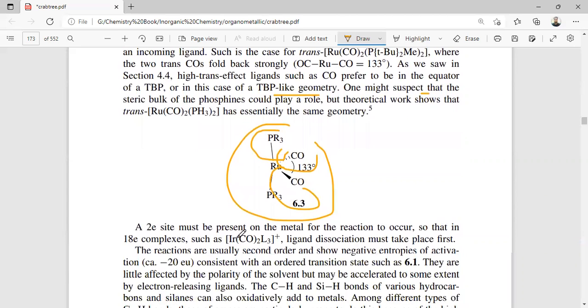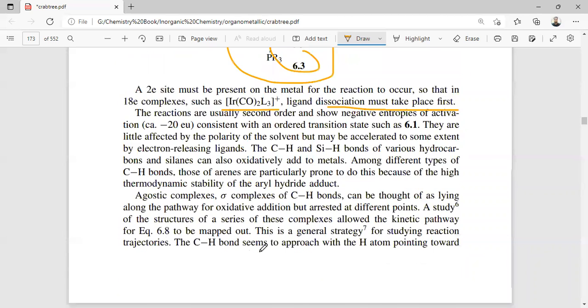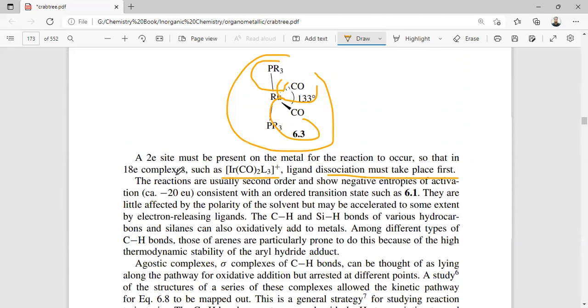A 2 electron site must be present on the metal for the reaction to occur. So in an 18 electron complex, ligand dissociation must take place first. That means for oxidative addition, a vacant 2 electron site must be present, and for an 18-electron complex, ligand dissociation must occur for the reaction to proceed. The reactions are usually second order with negative entropies of activation, consistent with an ordered transition state. They are little affected by the polarity of the solvent, but are accelerated in some cases by electron releasing ligands.